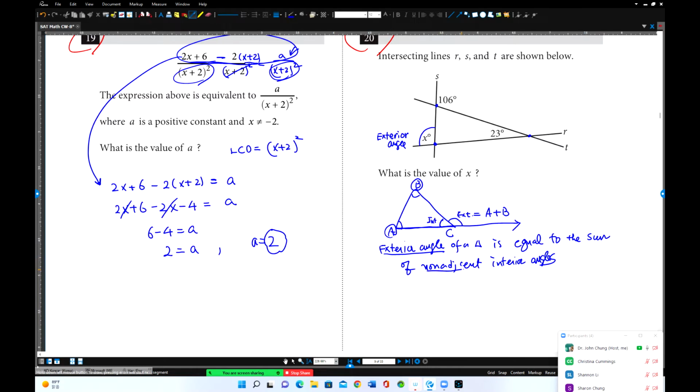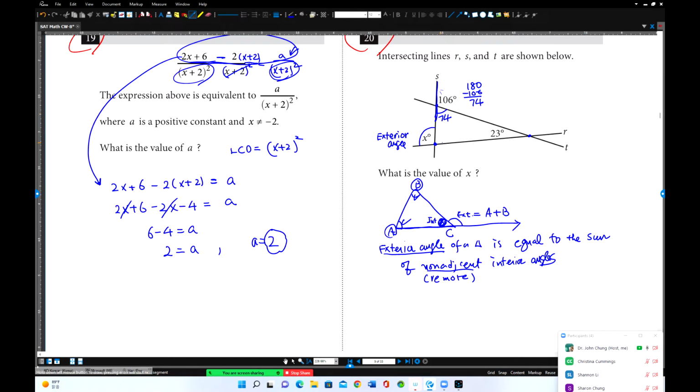Instead of non-adjacent, you can use the word remote. This angle is adjacent, and these two angles are remote. That's the exterior angle theorem. You can use it here. This angle is 106, and these two angles are supplementary, so they add to 180. 180 minus 106 is 74, which is this angle.